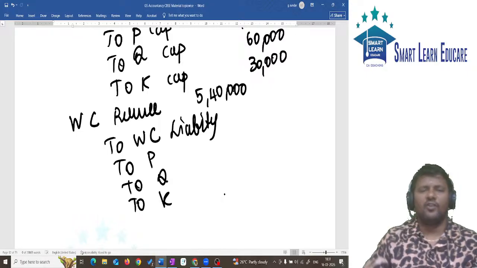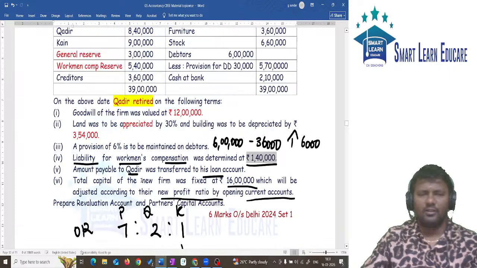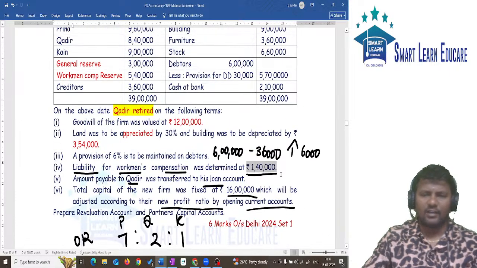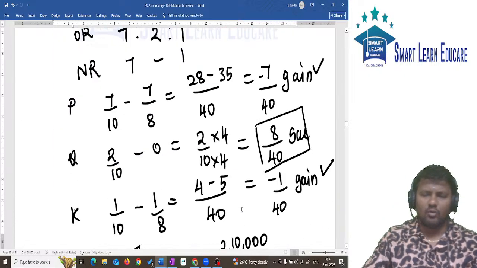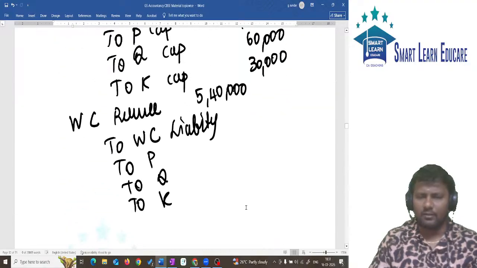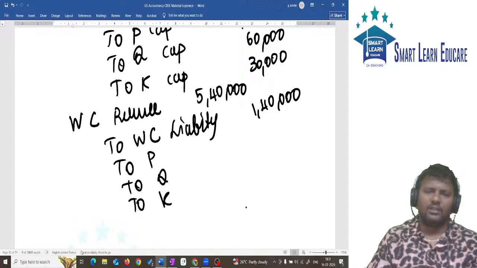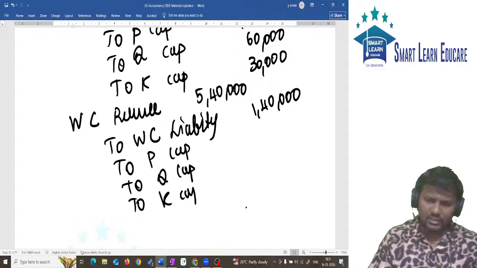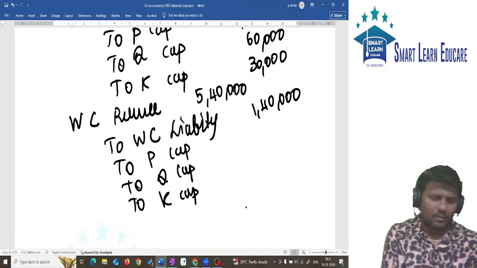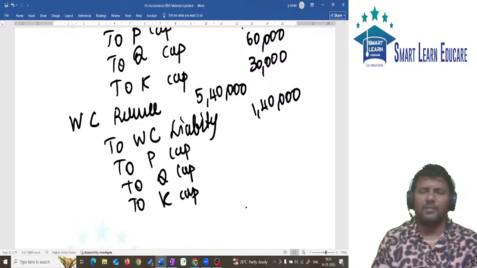So workman compensation reserve, how much we have? 5 lakh and 40,000. Out of 5 lakh 40, we have a liability of 1 lakh and 40,000. So out of 5 lakh 40, 1 lakh 40 will be adjusted. Still we have 4 lakh. This 4 lakh will be transferred to partner's capital. What is the journal entry? Workman compensation reserve account debit 5 lakh and 40,000 minus 1 lakh 40, remaining 4 lakh.